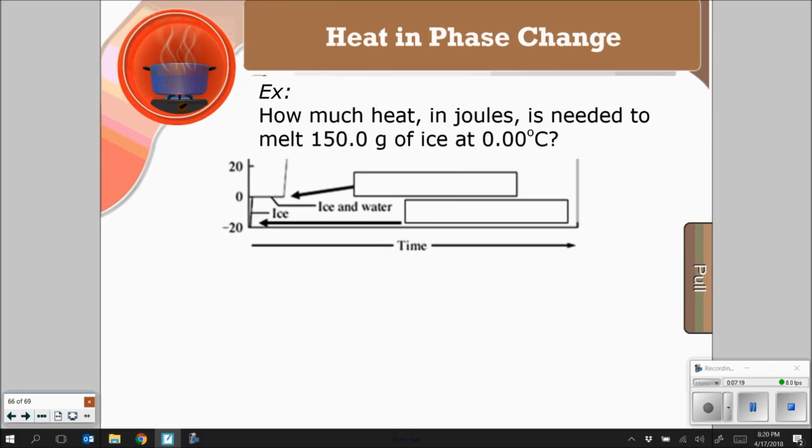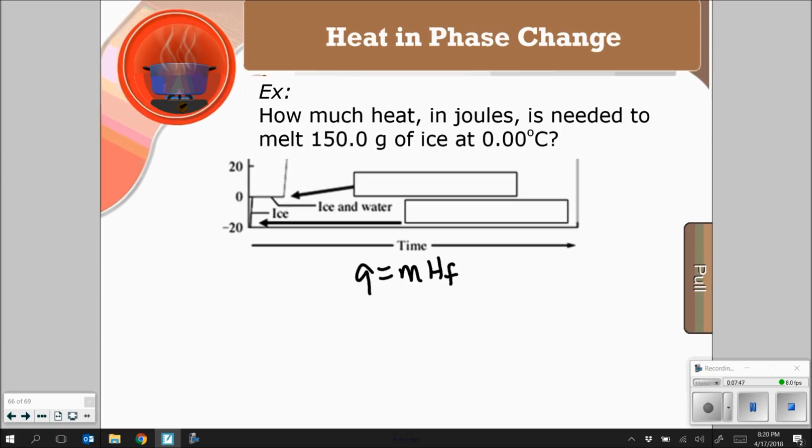So if I'm going to solve a problem using this particular graph and using these equations, it says how much heat in joules is needed to melt 150 grams of ice at 0 degrees Celsius. So if you are melting ice, remember there is no temperature change for this because you're undergoing a phase change. My equation is going to be Q equals the mass times my heat of fusion.